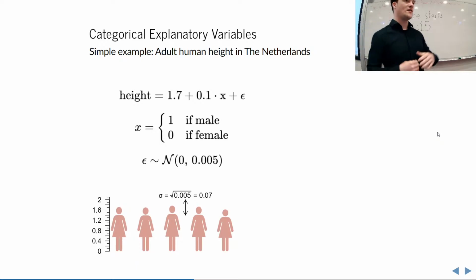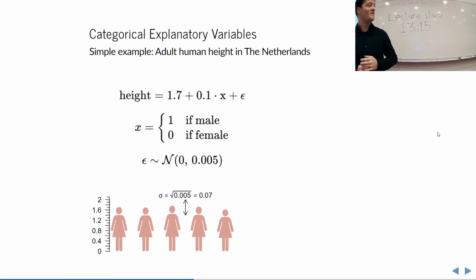Then we would expect female height to be within about 2 standard deviations of their mean. So that means practically that we expect around 95% of women in the Netherlands to be within 14 centimeters of 1.7 meters. Of course, I quickly said "in the Netherlands" because this model is only useful if we restrict it to where this is more or less true. If you take the whole world, it's probably not a good approximation.